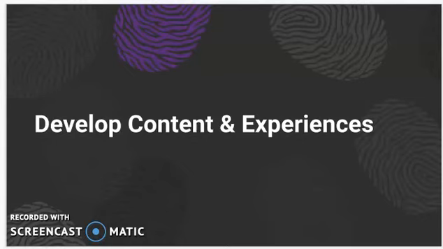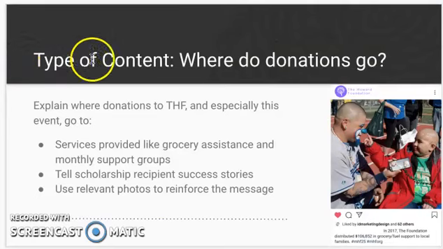So now that we've identified what our strategies are and what our vehicles are, we're going to create specific tactics and strategies and types of posts that will open up the opportunity to engage with our audience. So type of content number one, where did donations go? We are going to explain where our donations go, especially from this event. And they go to a number of places like services, providing grocery assistance and monthly support groups, scholarship recipient stories, use relevant photos to reinforce the message. Here is an example of what that might look like.